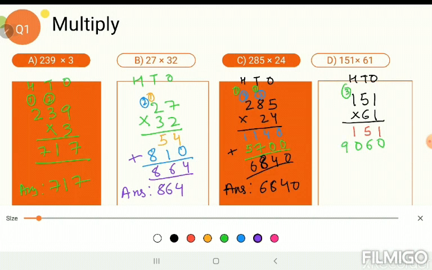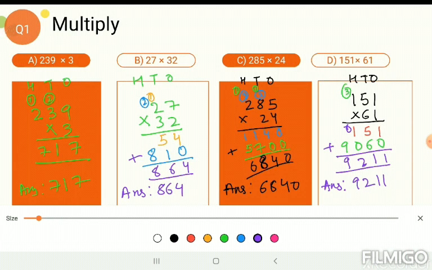Okay, and the final step says that we are going to add these two answers. So 1 plus 0 is 1, 6 plus 5 is 11. Okay, so 1 plus 1 is 2 and 9. So what is the answer? Final answer is 9211. So these are the answers we got.